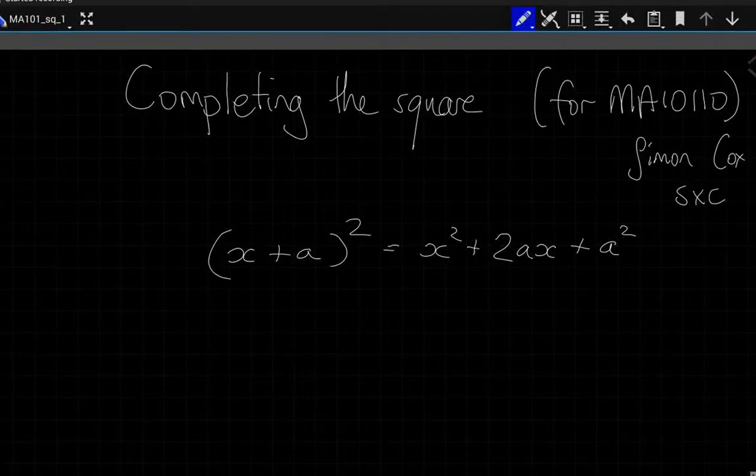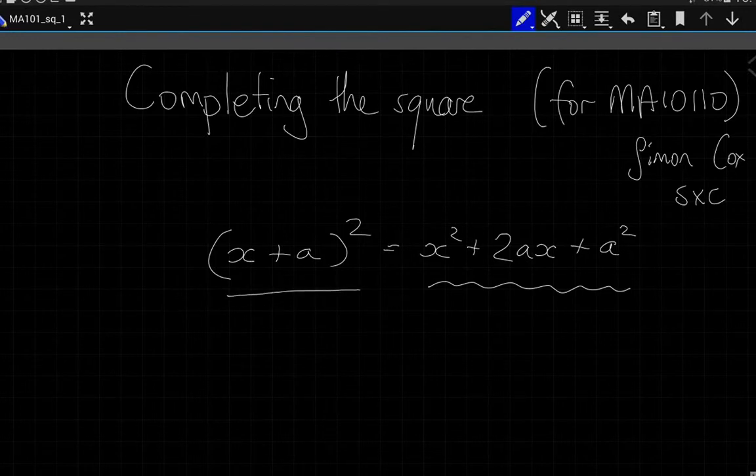Completing the square. So this is something we will need in MA101 Geometry. So the idea is to look at a quadratic expression like I have on the right here, and note that that can be written as something squared as on the left, so that we no longer have a term like this one, linear in x, just a square.